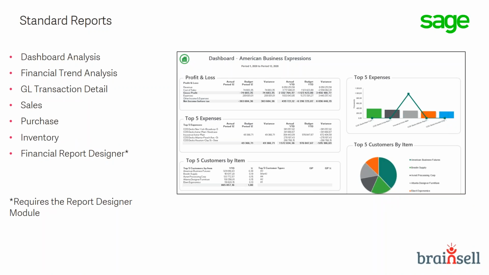But that means you get these reports: the dashboard analysis, financial trend analysis, GL transaction detail, a sales report, a purchase report, and an inventory report. Now you do need the Financial Report Designer for any of the reports we've built that are financial, say those income statements, the balance sheets, trial balance, those kinds of things. But these are all standard reports, and that means that we've built them.